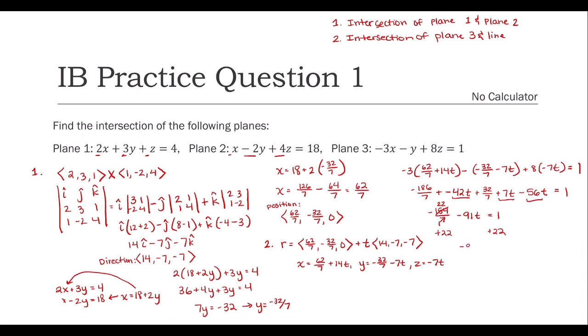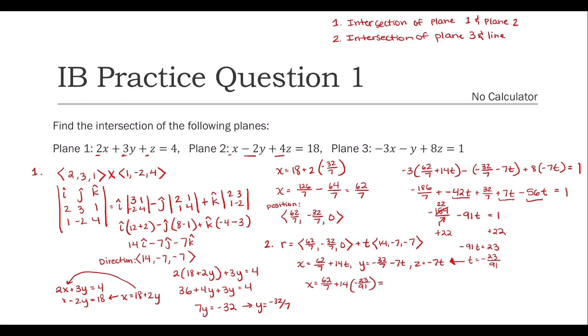So we have negative 91t equals 23. So t equals negative 23 over 91. So now that we've solved for t, we can plug that in to our parametric equations here to find our x, y, and z coordinates. So x equals 62 over 7 plus 14 times t, which is negative 23 over 91.